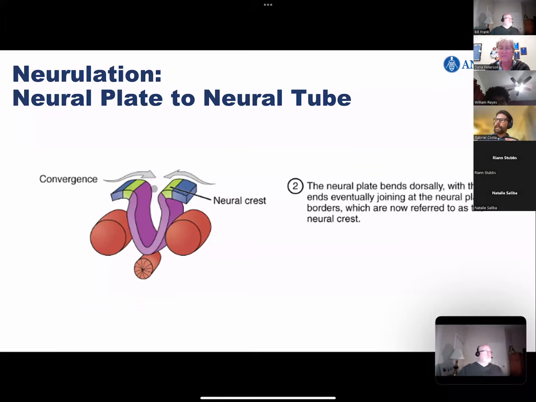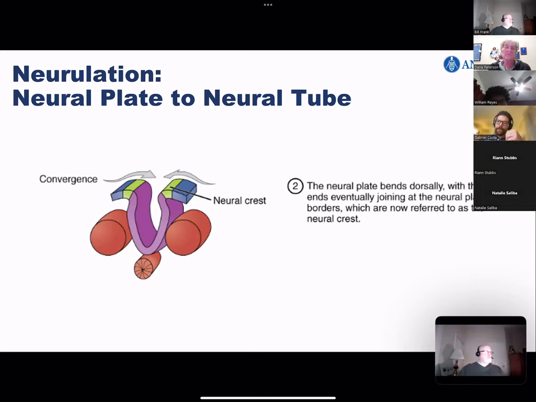And these crests, if you want to think of it as a canyon, start to get closer, start to grow towards one another. Ultimately they meet in the middle and merge with one another. And the cells here of the neural fold then form a tube, which we very creatively call a neural tube.